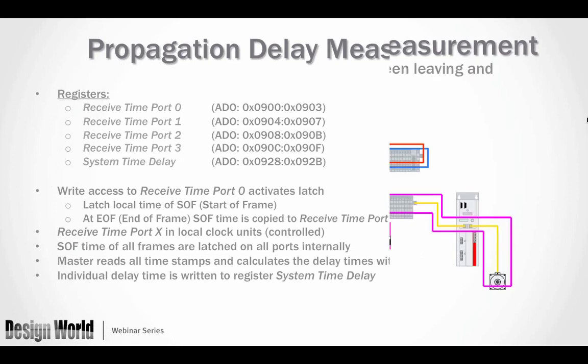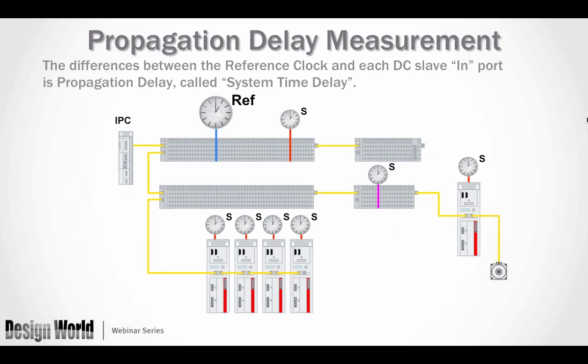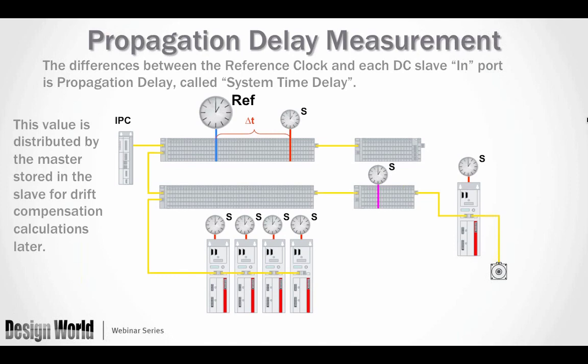And I have a graphic coming up. There we go. So the master grabs all of these delta times. It knows what the topology looks like because it knows which ports are open, closed, what devices are hanging downstream of each port, and tabulates the propagation delay between the reference clock and each slave device, and then distributes that delta time to each of the slave devices, and it'll be different for each slave device. So from the reference clock to the slave device, that time is written.